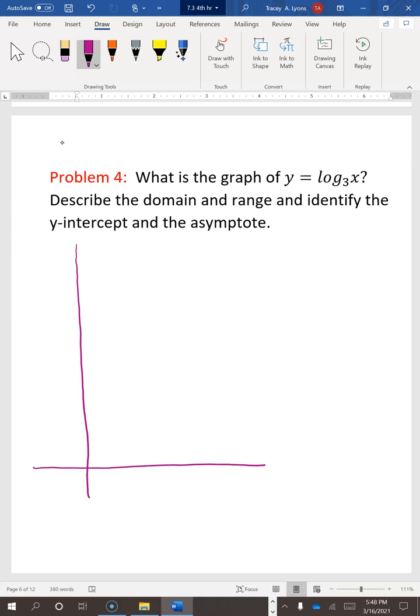So this is only going to be in the first quadrant generally, so we don't really have to worry about doing the other 3. What we're looking at is how do we know what to graph, because we don't know how to do log base 3 of x. So what we need to know is y equals log base 3 of x is the inverse of y equals 3 to the x.